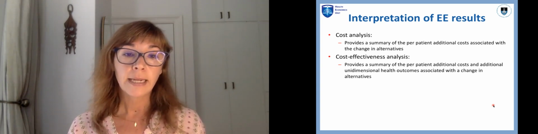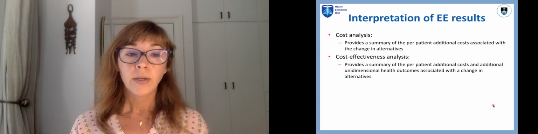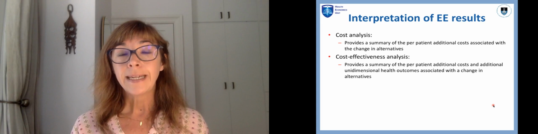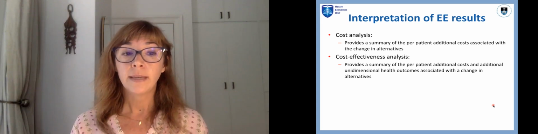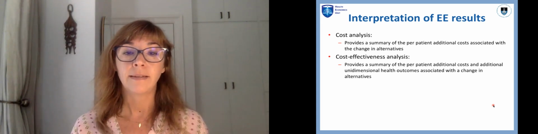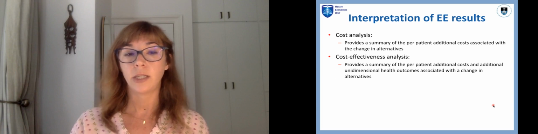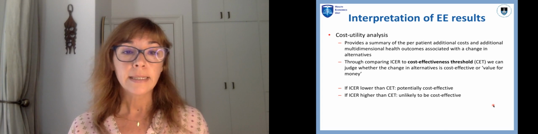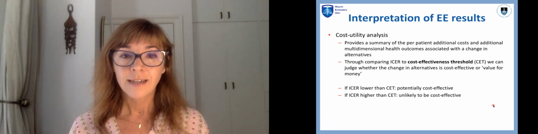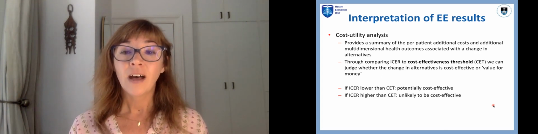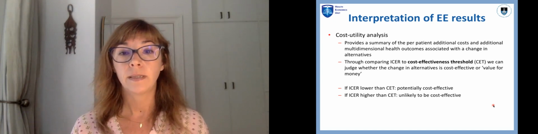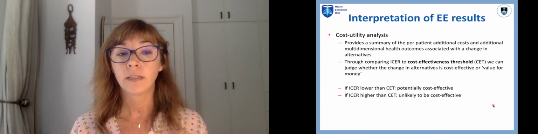Cost effectiveness analysis is a bit broader, so it also provides a summary of the additional costs. But in addition to that, it gives you the additional unidimensional health outcomes associated with the change in alternatives. Cost utility analysis also focuses on the additional costs, and now it gives you the additional multi-dimensional health outcomes associated with the change in alternatives.